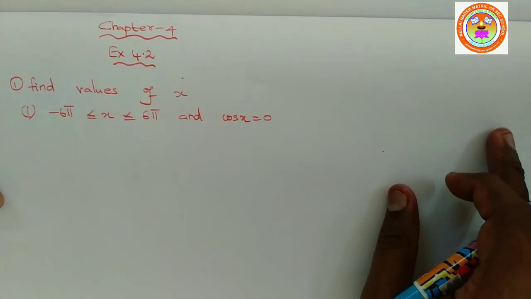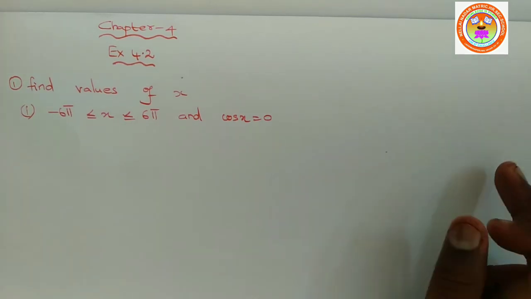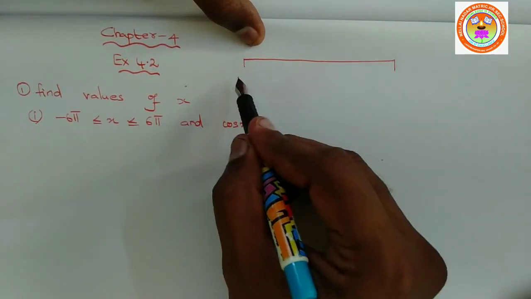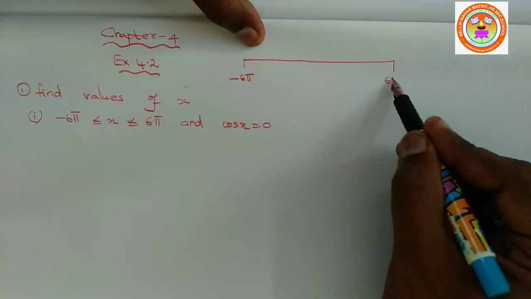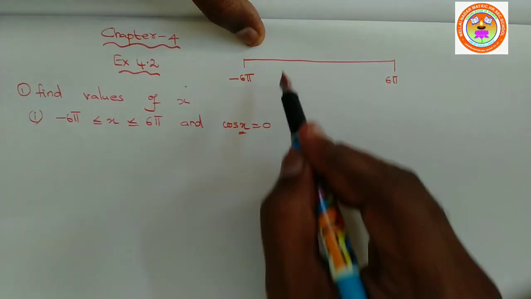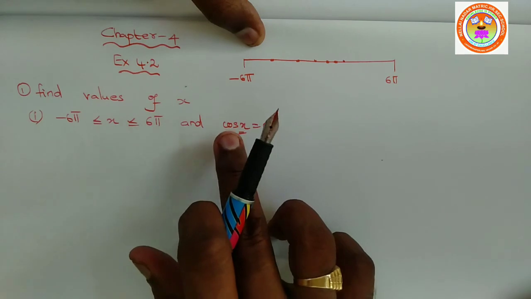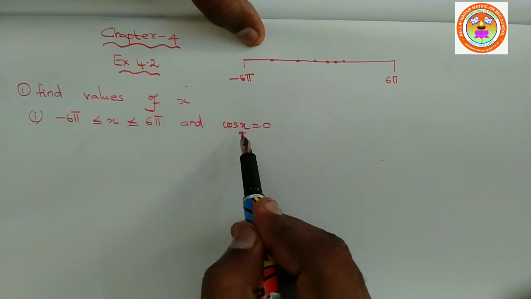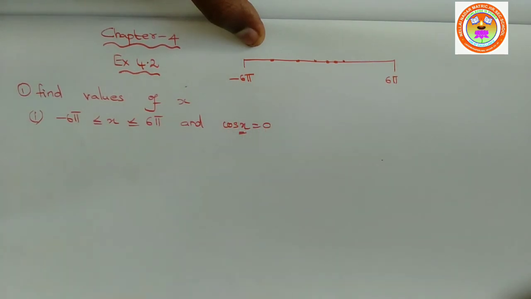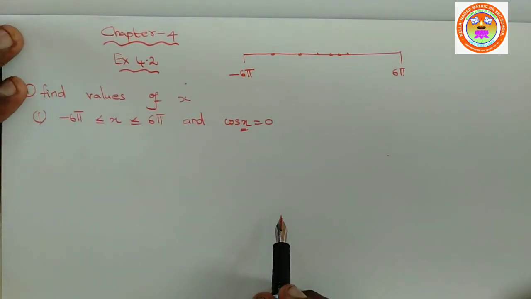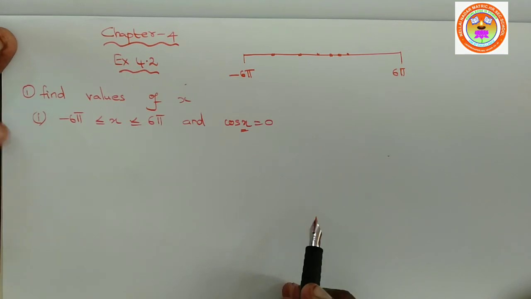The first sum in exercise 4.2: find the values of x. First subdivision, minus 6 pi less than or equal to x less than or equal to 6 pi and cos x is equal to 0. The question is nothing but, in between the values of minus 6 pi to 6 pi, for what values of x will cos x be 0? This is our main question. From minus 6 pi to plus 6 pi. So, solution.